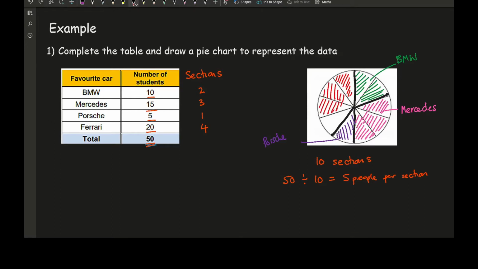And once I've highlighted those, I can then just label that as Ferrari. And there we go, there's our completed pie chart. So moving on to our next example.